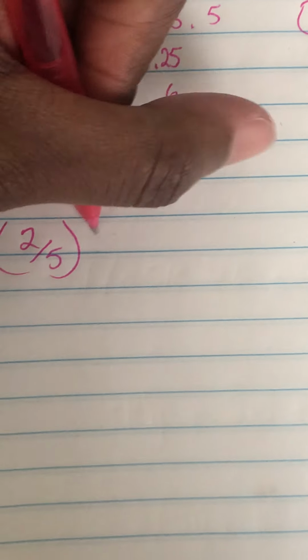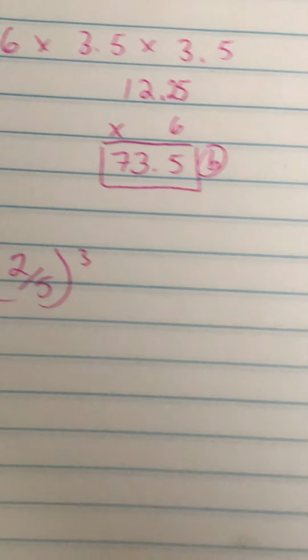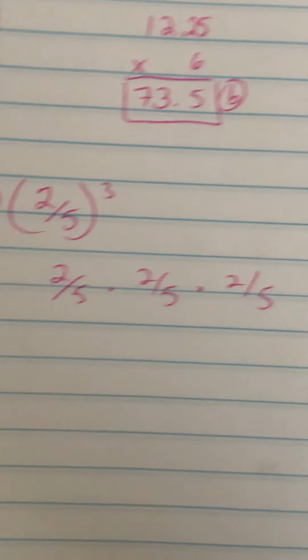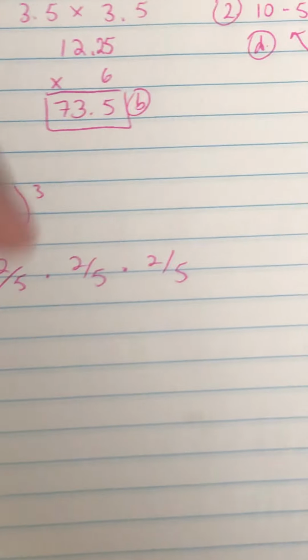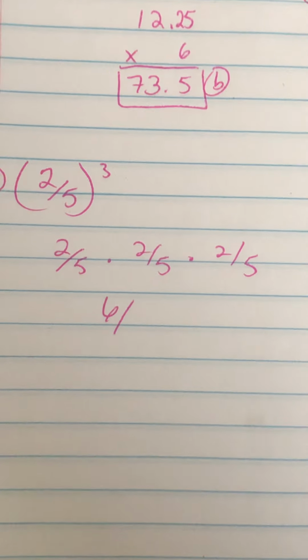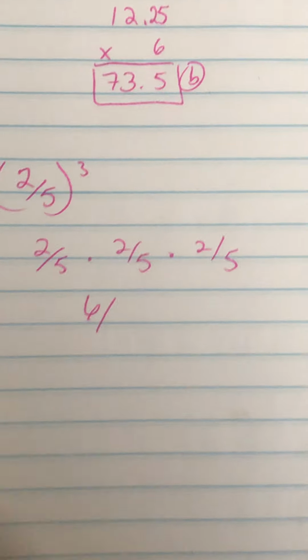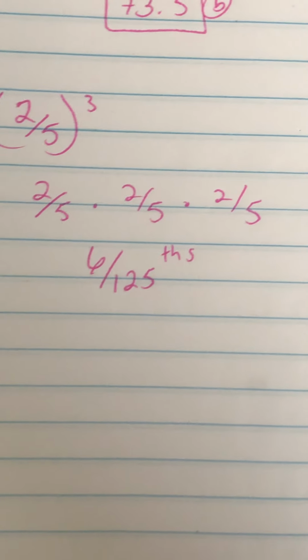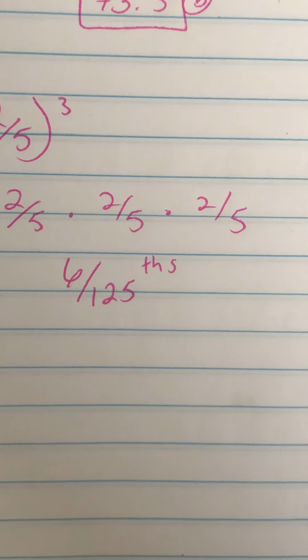So we have 2/5 to the 3rd power, which is 2/5 times 2/5 times 2/5. We multiply straight across: 2 times 2 times 2 is 8, and 5 times 5 times 5 is 125. So 8/125, which is letter C. You guys got that right.